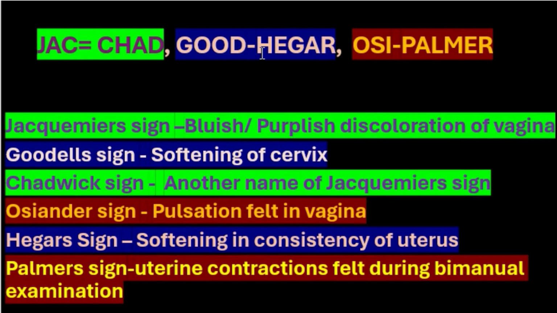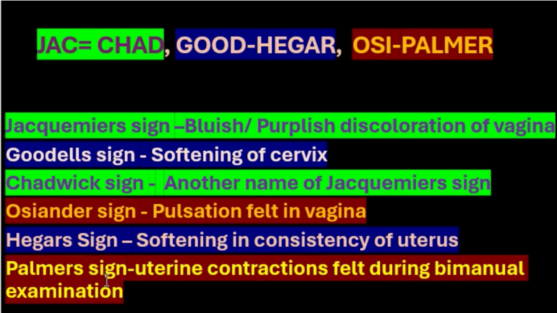Bluish purplish discoloration of the vagina is Jacquemier or Chadwick sign. But here Goodell and Hegar you compare, highlighted in the blue color. Goodell sign is softening of the cervix and Hegar sign is softening in the consistency of the uterus. So here softening is happening. So that's why Goodell and Hegar are similar.